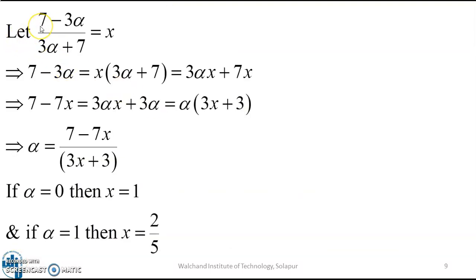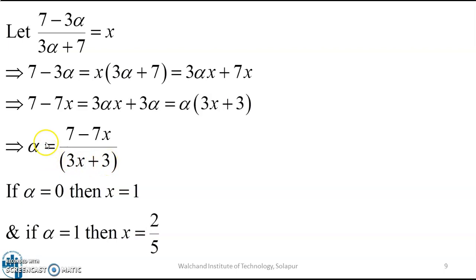Similarly, equating the end point (7 - 3 alpha) divided by (3 alpha + 7) equal to x. Multiplying both sides by (3 alpha + 7), we get 7 - 3 alpha equal to x into (3 alpha + 7). Multiplying by x inside, we get 3 alpha x + 7x. Now we will take this 7x to the left hand side and 3 alpha to the right hand side. We get 7 - 7x equal to 3 alpha x + 3 alpha. Taking alpha common, we get alpha into (3x + 3). Therefore, finally we get the expression for alpha in terms of x as (7 - 7x) divided by (3x + 3).